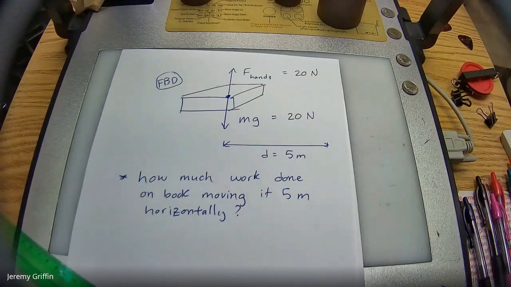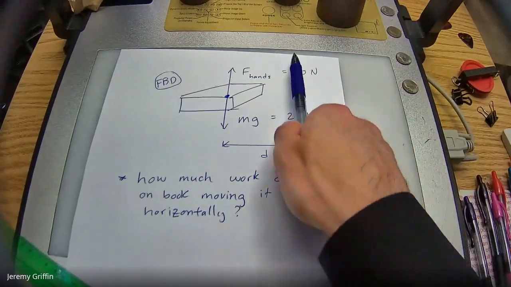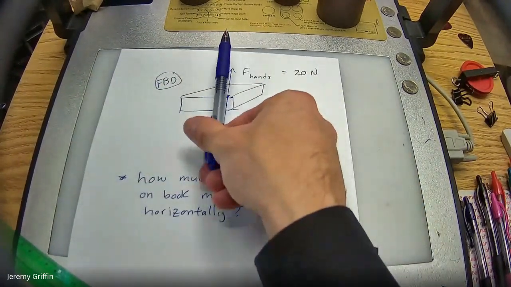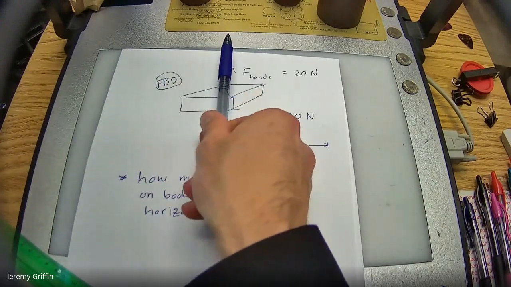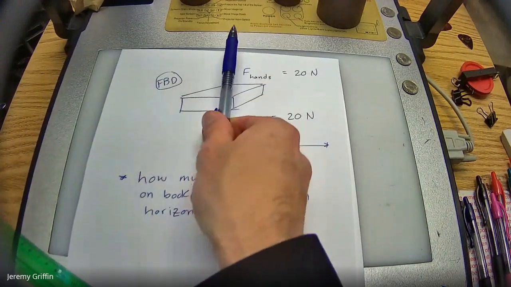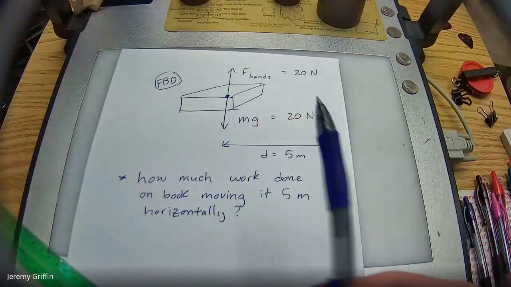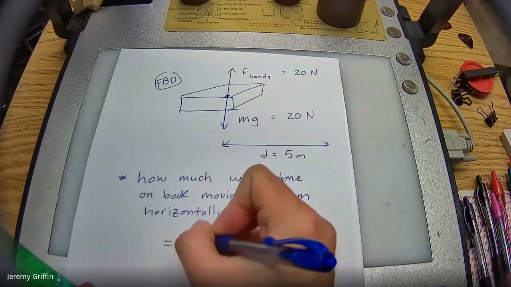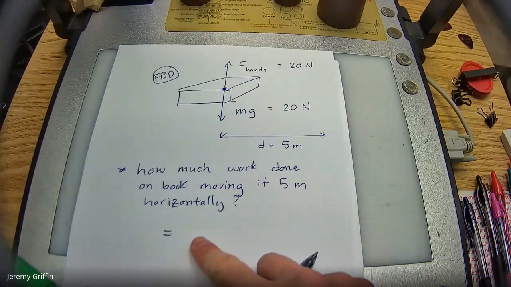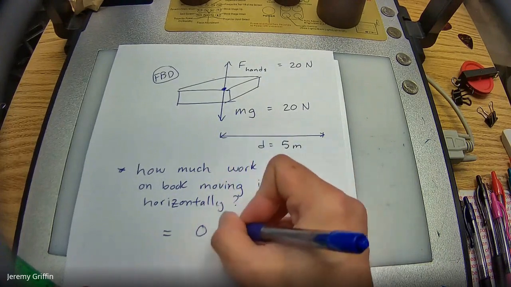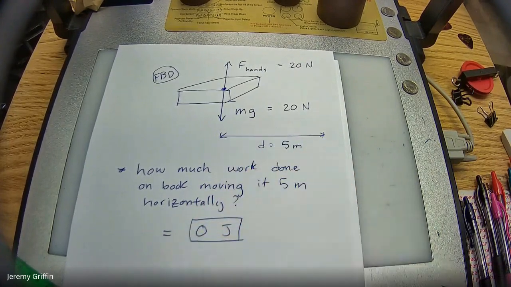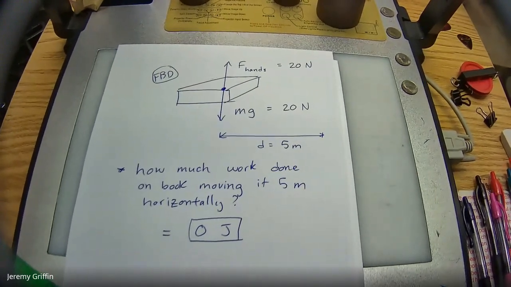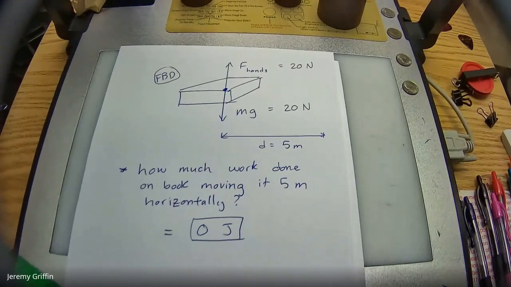But see your applied force, which is the 20 newton upward force, and the distance it moves horizontally, 5 meters. Do those have any component that's parallel to each other at all? No, they're perpendicular to each other. The applied force upwards and the distance moved horizontally have no components in common. Therefore, how many joules of work were done on that book? 0. 0 joules. No work. There's no work to move it horizontally. Now moving it vertically is a different story, and that's where I'm taking these notes next.